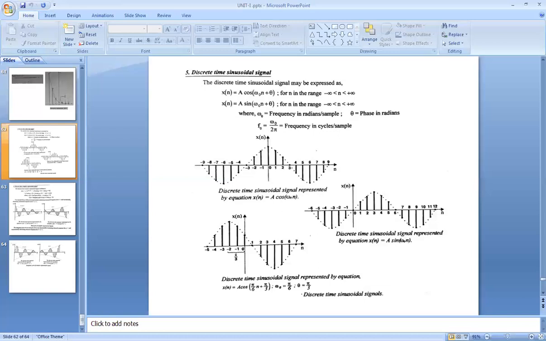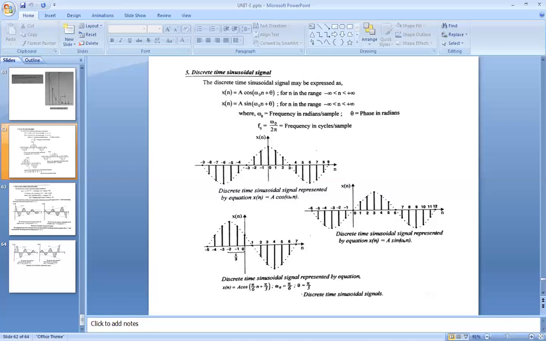Now here the value of n is lying between minus infinity to infinity. Okay, in both cases it is represented between minus infinity to infinity. Now here omega 0 is represented as frequency in radian per sample. Theta is represented as phase in radians. And here f0 is written as f0 is equal to omega 0 upon 2 pi. It is a frequency in cycles per sample.